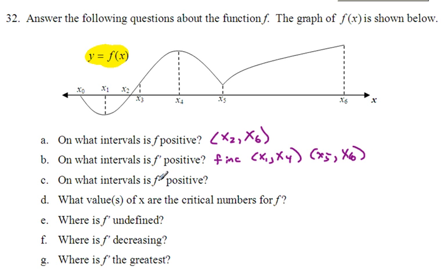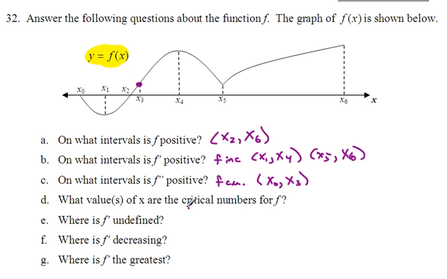The next question asks us, when is f double prime positive? And we know f double prime is positive when f is concave up. And f is concave up from x0 to x3. This is actually the inflection point. So x0 to x3. And we'll notice that it is concave down from x3 to x5 and also from x5 to x6.